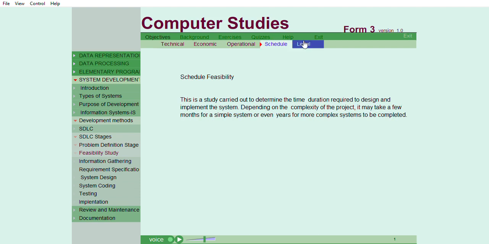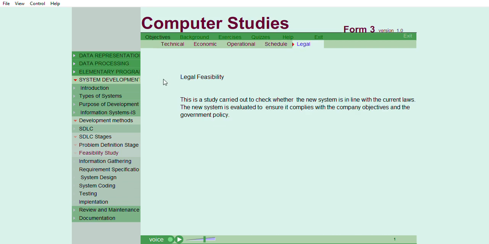Schedule feasibility. This is a study carried out to determine the time duration required to design and implement the system. Depending on the complexity of the project, it may take a few months for a simple system or even years for more complex systems to be completed.